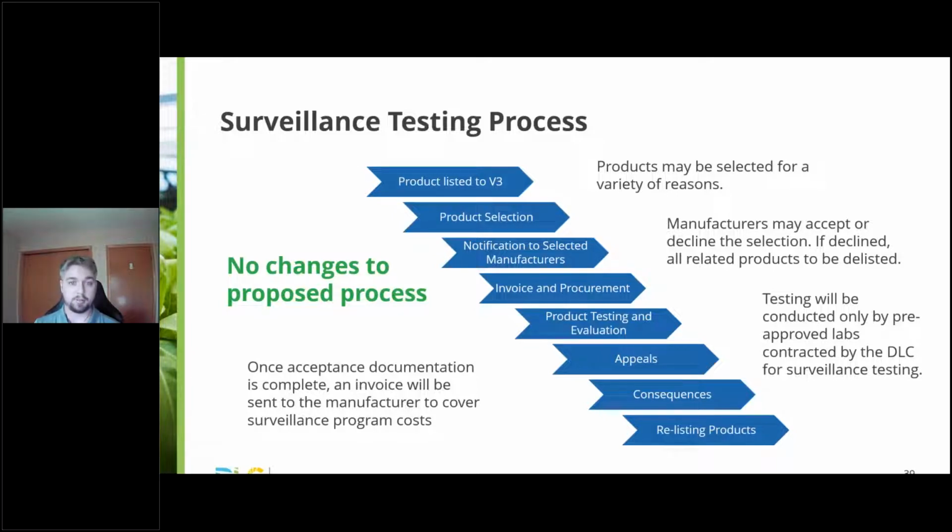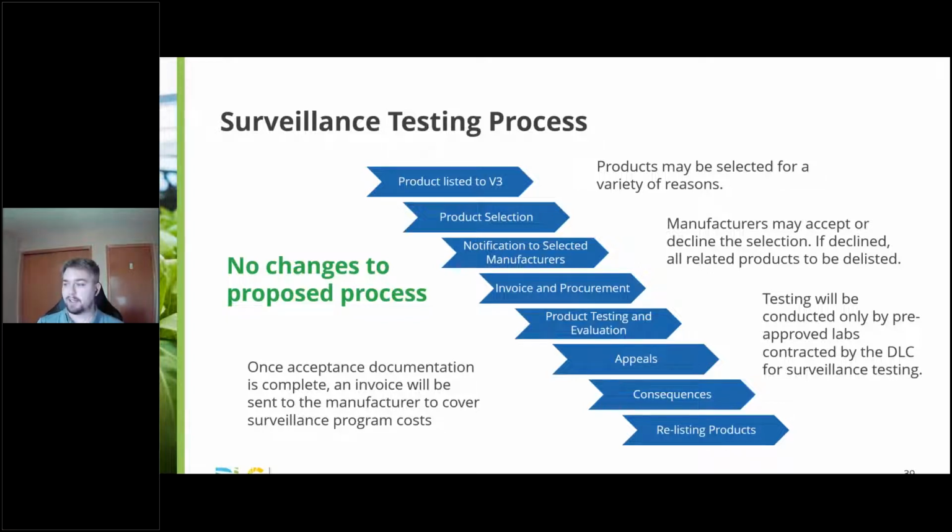There are some changes in Table 1 and Table 2, but no changes to the proposed process, which is covered in Draft 1 and still detailed in Draft 2. So if you're not familiar with it, make sure you're taking a look at it, but otherwise it generally follows this flow right here, where you list your products to version 3, they can be selected for surveillance testing. The notification goes out to the manufacturers with an invoice and procurement of the product in order to test and evaluate it. And then depending on how the test goes, there's appeals or consequences and relisting if your products fail some of the surveillance testing requirements, but I don't expect any of you guys to do that, right?